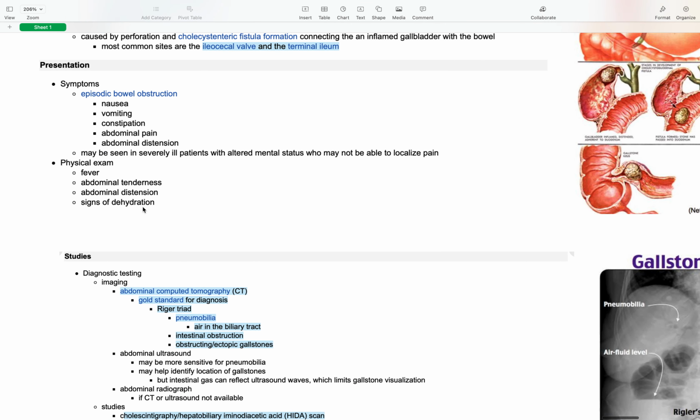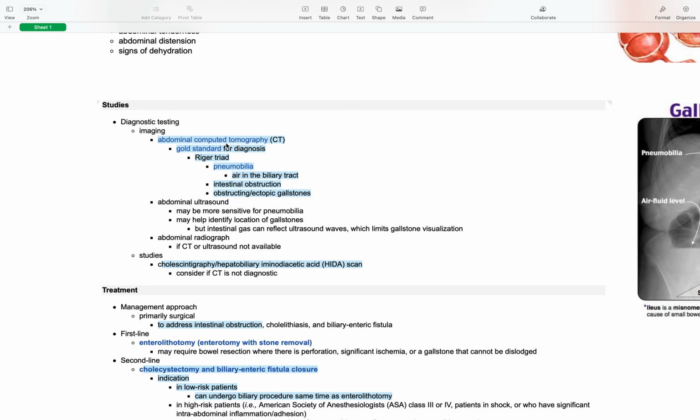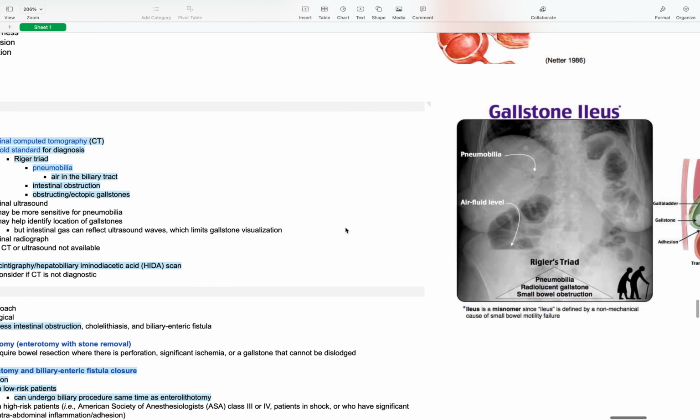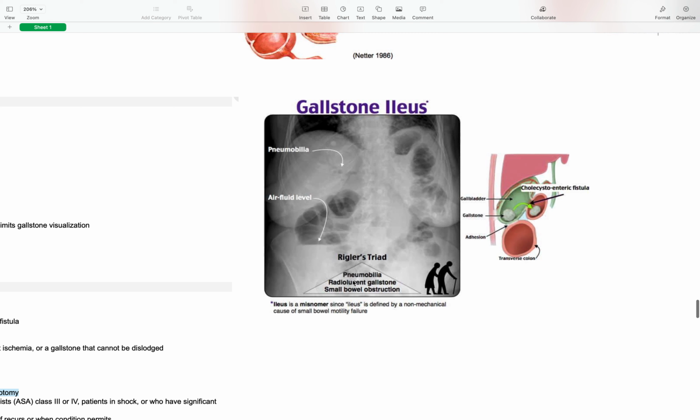So what do you do then? You do a CT scan, which is the gold standard for diagnosis, and there is something called Rigler's triad. Rigler's triad is basically pneumobilia, which is air in the common bile duct, a radiolucent gallstone, and small bowel obstruction. How do you find the bowel obstruction? With air-fluid levels. This is the air-fluid level, and that's pneumobilia, air in the common bile duct, and a radiolucent gallstone.